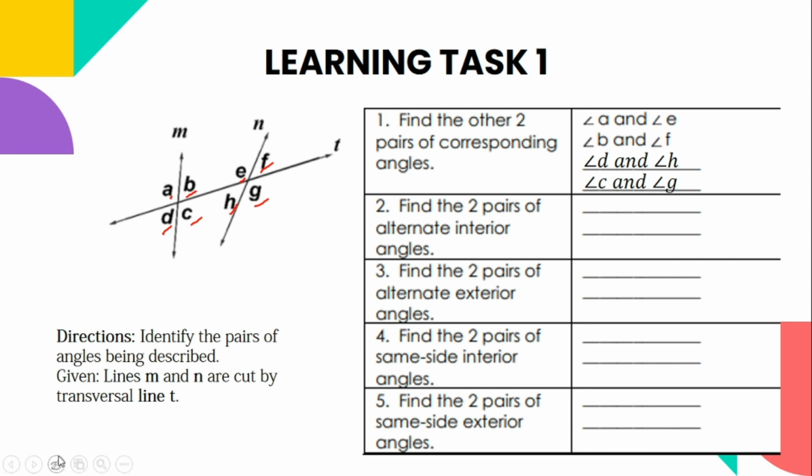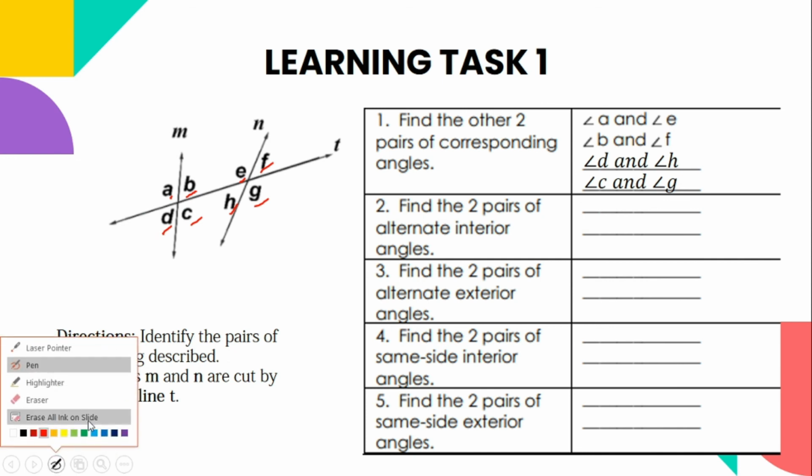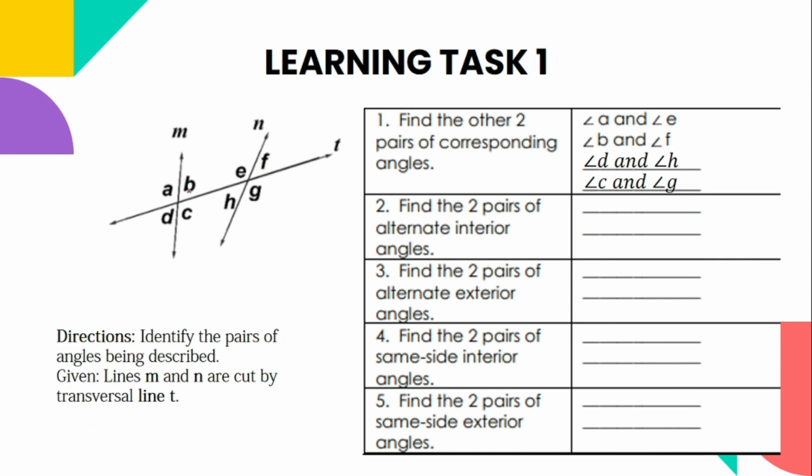So we have the interior angles, the ones inside: B, E, C, H. Okay, so we have now the alternate interior angles. We have B and H. Those are alternate. And then the other pair is C and E.